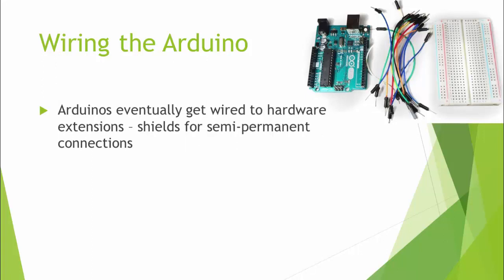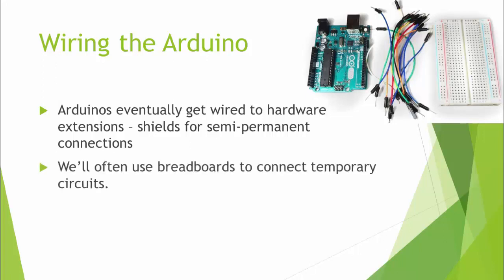Now, when we want to build permanent implementations, we'll tend to create our own shields to clip onto the Arduino board so that they're a little tougher and can take a bit of a bashing around. But for our temporary implementations, we'll usually just use a standard breadboard with jumper cables, just like we did through the last unit.